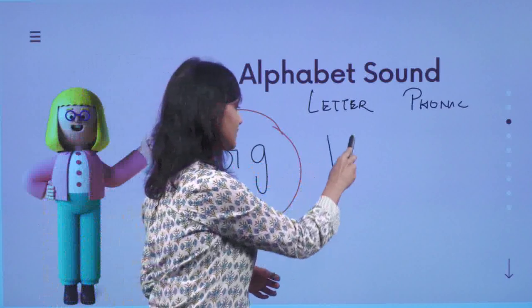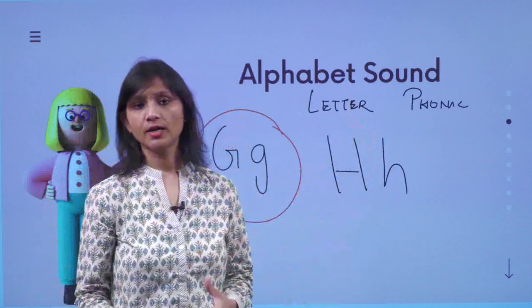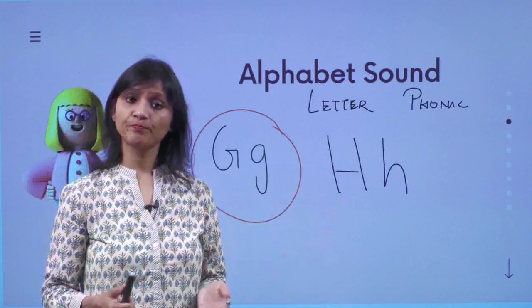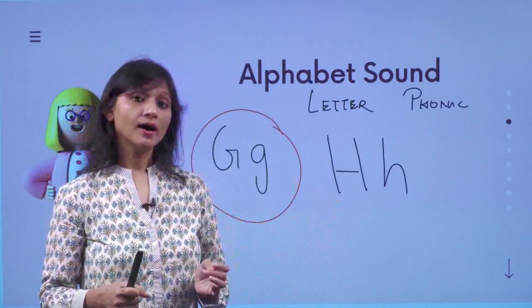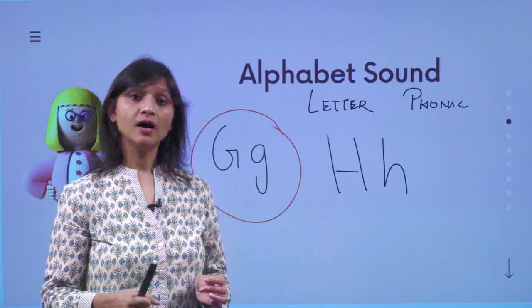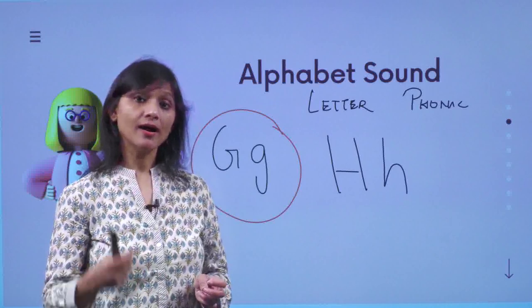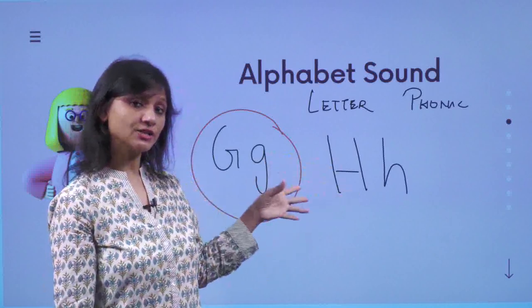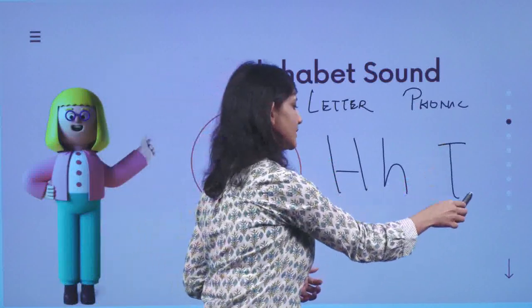Now, the next letter is H. What is the letter sound of H? Letter sound of H is H. What is the phonic sound of H? Ha, ha, hen. Ha, ha, hat. Ha, ha, hand. Okay? H, ha.